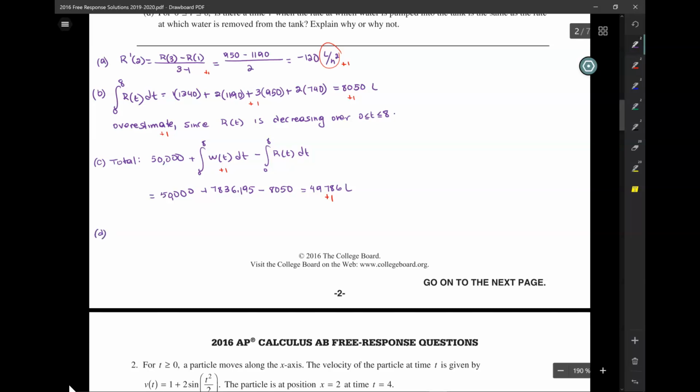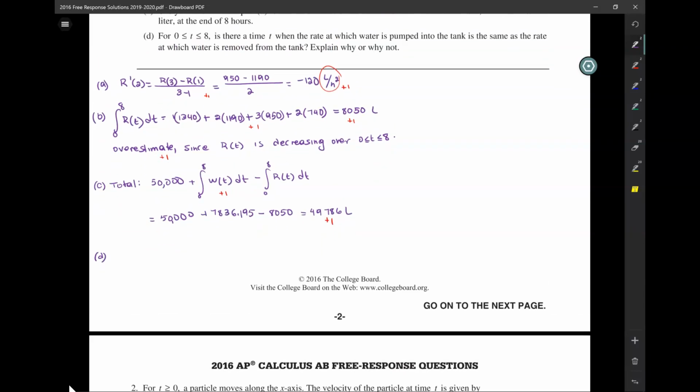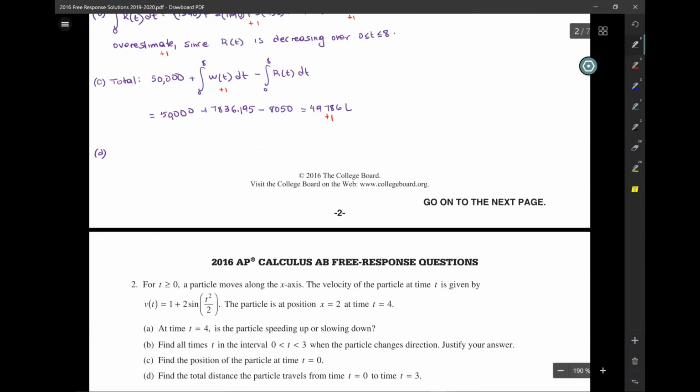And then D, what does D say? Is there a time when the rate at which the water is pumped into the tank is the same as the rate at which water is removed from the tank? So what does that mean? Well, yeah, so we want W of t to be equal to R of t, right? That means W of t minus R of t has to be 0. Okay?